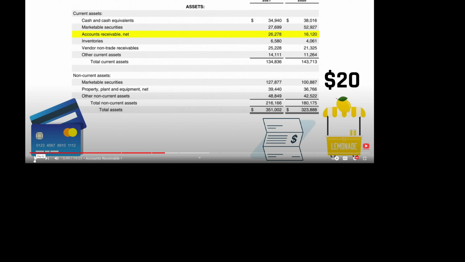Sometimes, the company that owes somebody money goes bankrupt and they don't get paid.